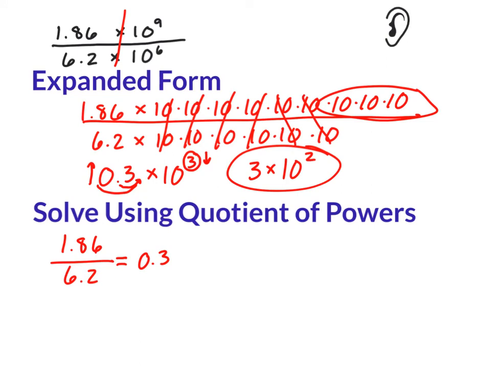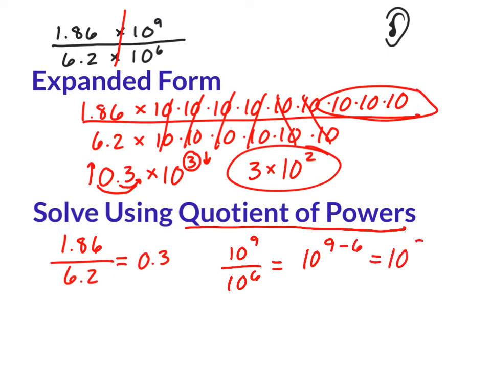So I know that from my quotient of powers rules that when I divide numbers with the same base, I subtract the exponents. So 10 to the power of 9 divided by 10 to the power of 6 actually becomes 10 to the power of 9 minus 6, which is 10 to the power of 3. So far my answer is 3/10 times 10 to the power of 3.